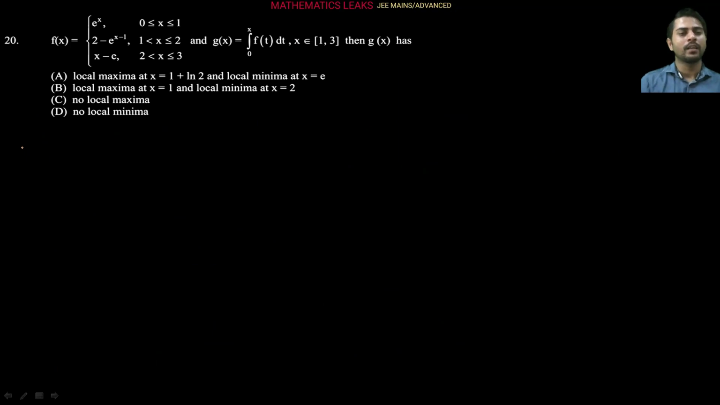Next question is f(x) is equal to a given function and g(x) is the integral from 0 to x of f(t) dt, x belongs to the closed interval 1 to 3, then g(x) as. So let's solve it. Since g(x) is the integration from 0 to x of f(t), and the discussion in the options is about the local maxima and local minima of g(x).